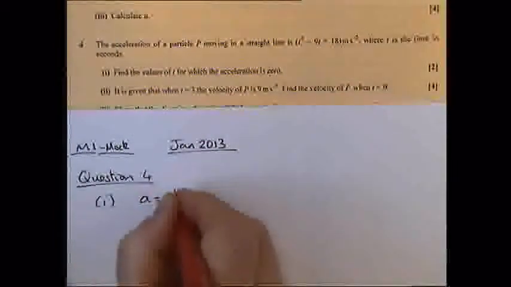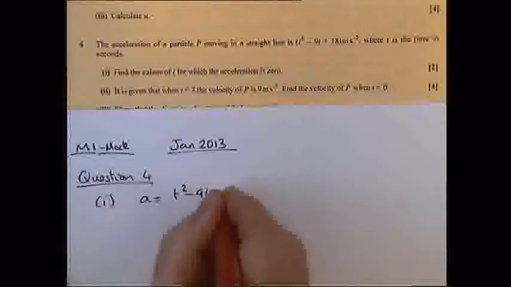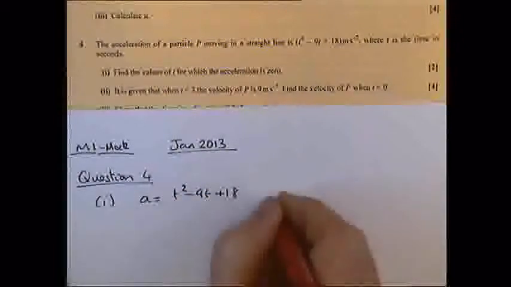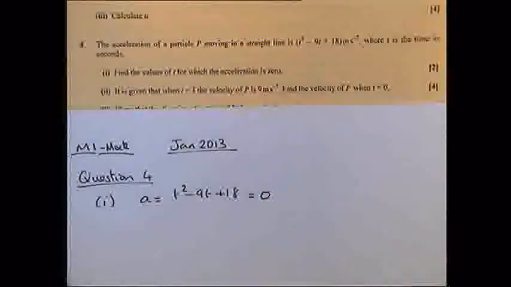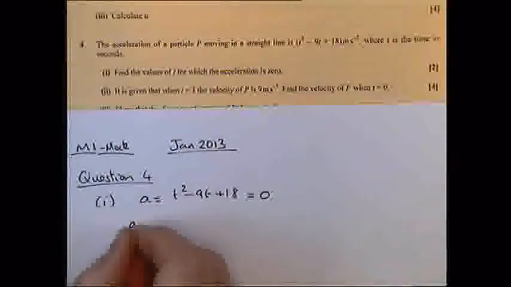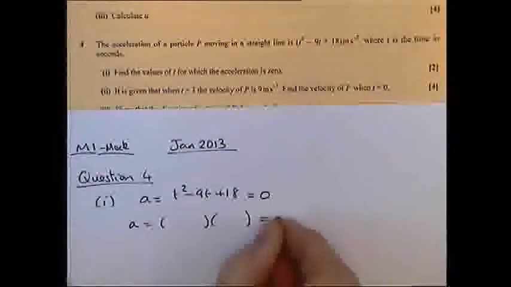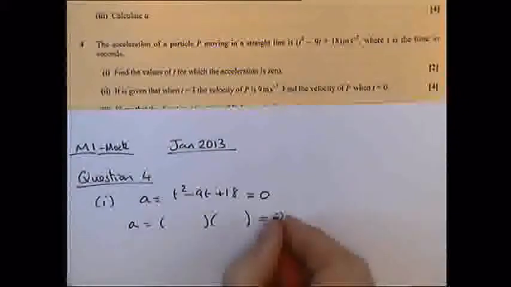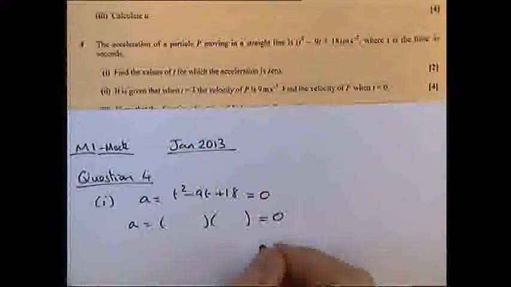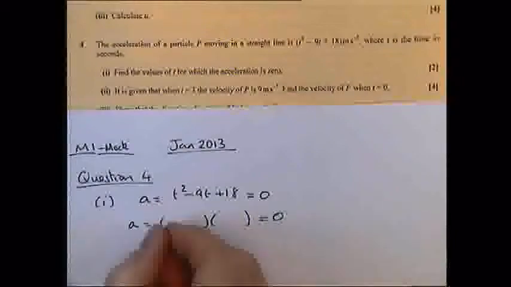Well, we know that a equals t squared minus 9t plus 18, and we've got to find the values of t where that equals 0. So basically, that's a GCSE solving quadratic equations question. You should always look to see whether it factorizes before you try to complete the square or use your formula. But don't forget you've got a graphics calculator, and you can use it as long as you make it clear that's what you've done.